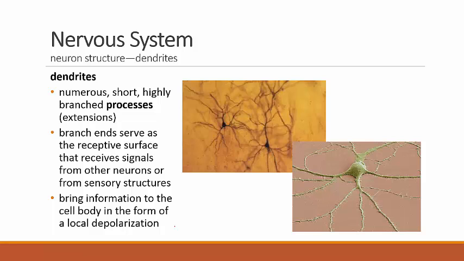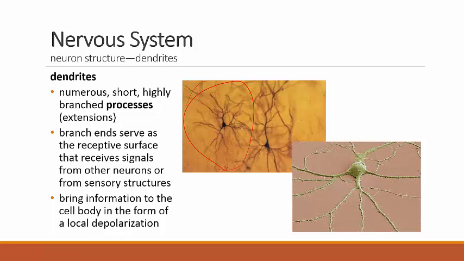Okay, so what are these processes? The first kind of process is referred to as a dendrite. Generally, a single cell body will have numerous dendrites. They are usually short, and they may be highly branched, and so we're seeing these neurons here. If we look at this one, for instance, you can see lots of branching patterns in the dendrites that extend from the cell body. At the branch ends, we find the receptive surface of the neuron, the place where it picks up information from other neurons or from sensory structures. And so the function of the dendrite then is to bring information to the cell body.